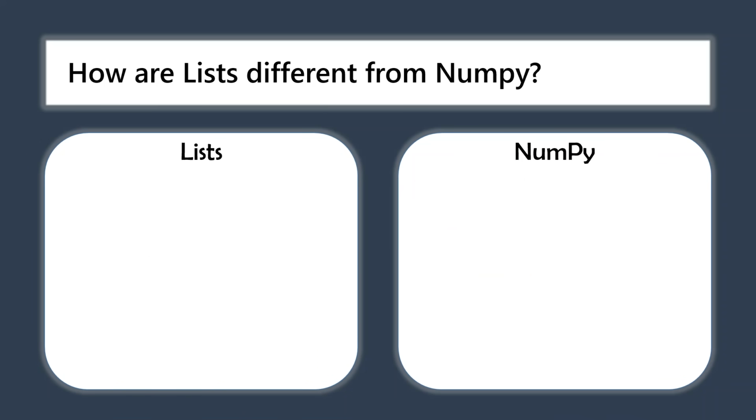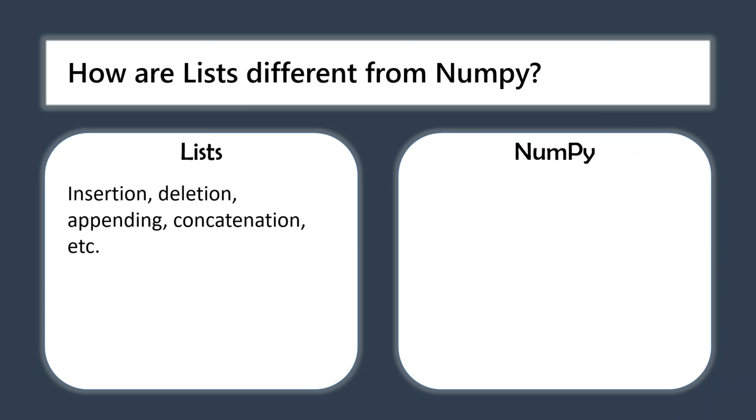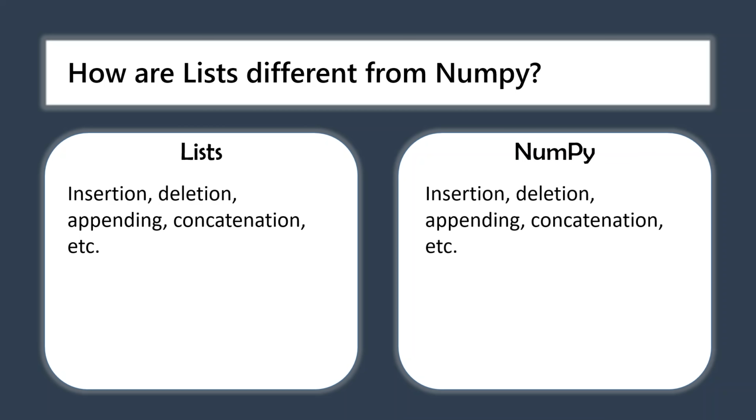Okay, so we went over some of the performance benefits, but how are lists different from NumPy? Well, with lists, we can do insertion, deletion, appending, concatenation, etc. And we can also do those same exact things in NumPy. I guess the big difference though is that within NumPy, we can do all of that, and we can do lots more, and we'll see the lots more throughout the video.